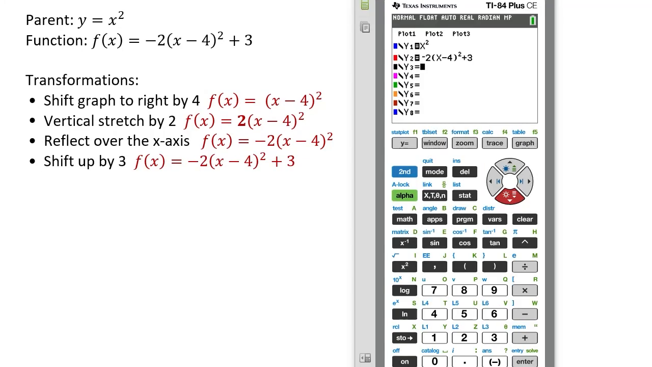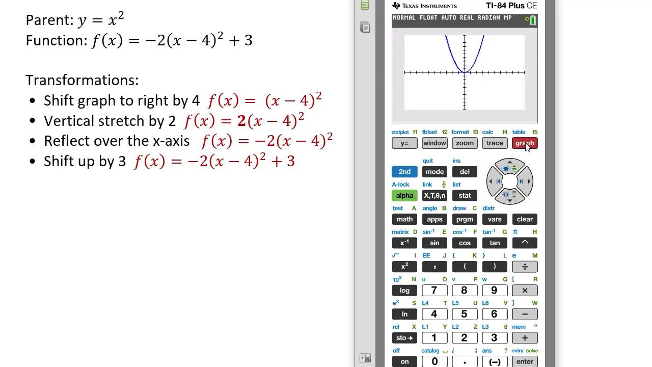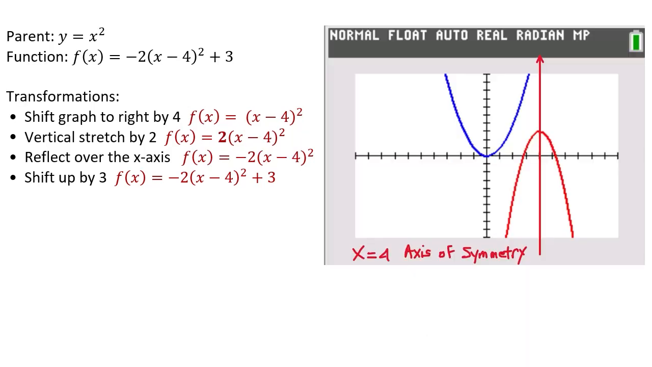Now let's consider the full transformed function. So f of x is minus 2 times the quantity x minus 4 all squared plus 3, which shifts it up 3. And if we look at that, we see the graph. This doesn't change the axis of symmetry, but it does change the vertex, which is now this point. The maximum value here is y equals 3, and the vertex now is at the point x is 4, y is 3.